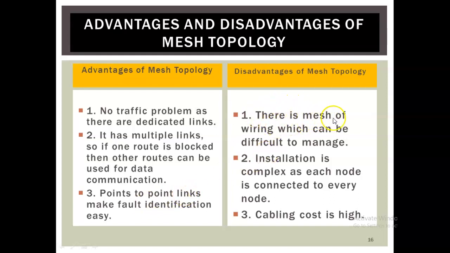Disadvantages. There is a mesh of wiring, which can be difficult to manage because of too many connections through the wires. It is difficult to manage such kind of topology. The installation is complex because of the connectivity, and also there is high cost of cabling because more cables require more costs.